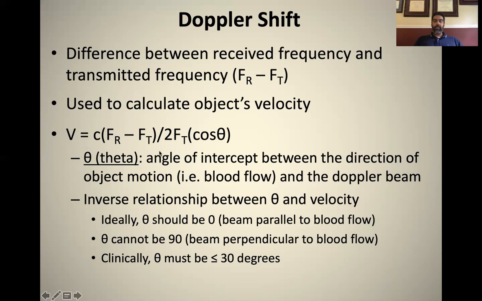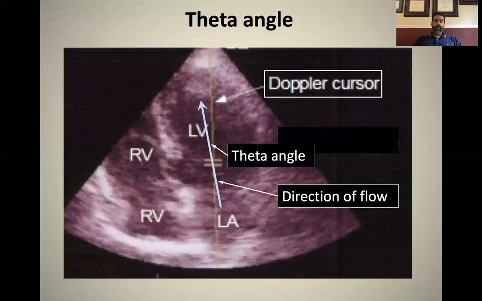The other important part of this equation is this right here, theta. And theta, as you can see, is inversely proportional to the velocity. So what is theta? Theta is the angle of intercept between the path of the moving object, let's say the red blood cell, and the path of the sound wave that's being shot at that object by the ultrasound machine. This is demonstrated here.